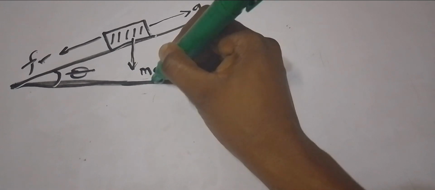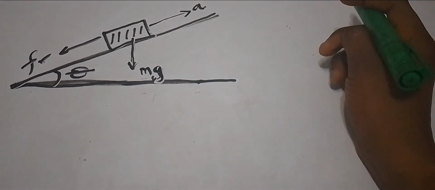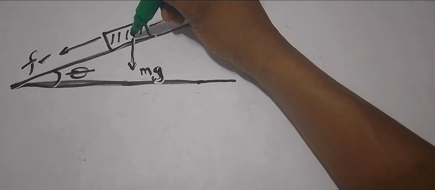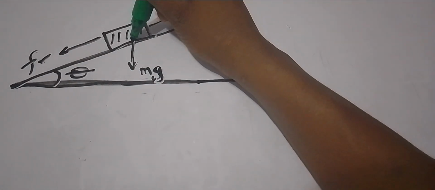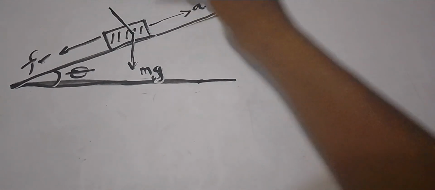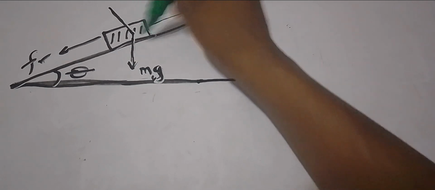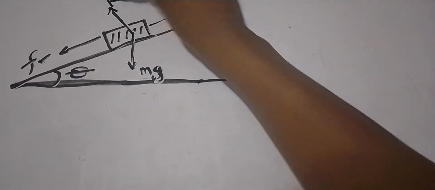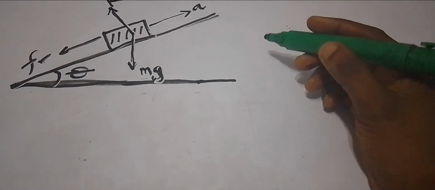So we are going to have the weight of the body acting downward as mg. Then we have another force we call the reaction. Remember that the reaction force is always perpendicular to the surface. So the reaction force acts perpendicularly to the surface, that is, it must make 90 degrees to the surface. This is called the reaction force R. It's always 90 degrees to the surface.